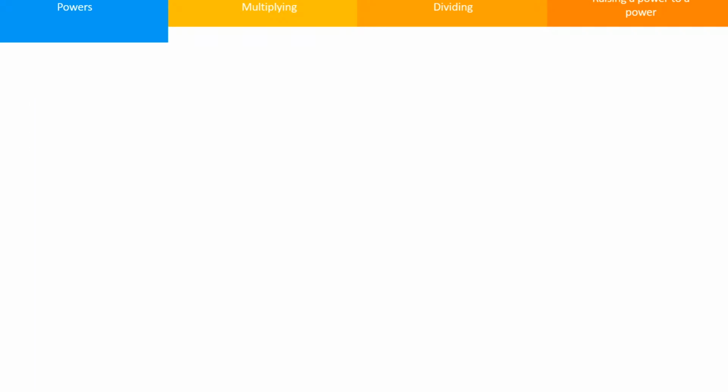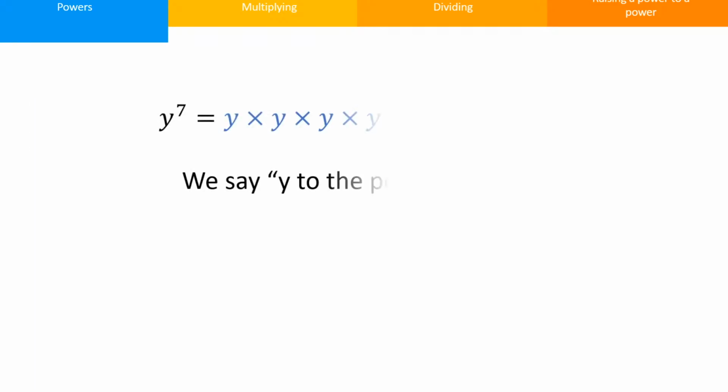So powers. What are powers? Y to the power 7 is basically y times y times y times y times y times y times y. There's 7 y's you can see there, but it's not the same as 7y. 7y would be y add y add y add y, but we are multiplying, and we describe this not as y with a little 7. We say y to the power of 7, and I need you to all get into the habit of saying to the power of. Okay, so it's y to the power of 7.